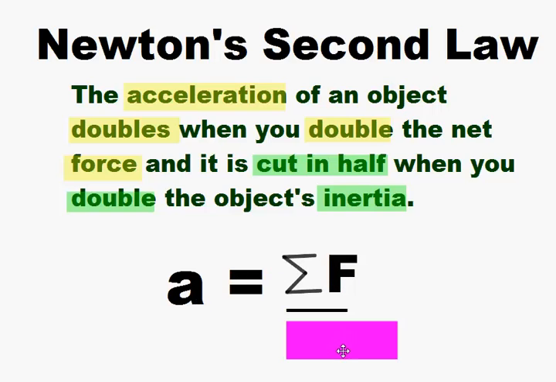But he also realized there's something that makes it hard to accelerate an object. And if you remember, what resists an acceleration or resists a change in velocity? It is the inertia, the mass of the object. So this is Newton's second law. Acceleration is the force divided by the mass. Another way you'll see it written is force equals ma.